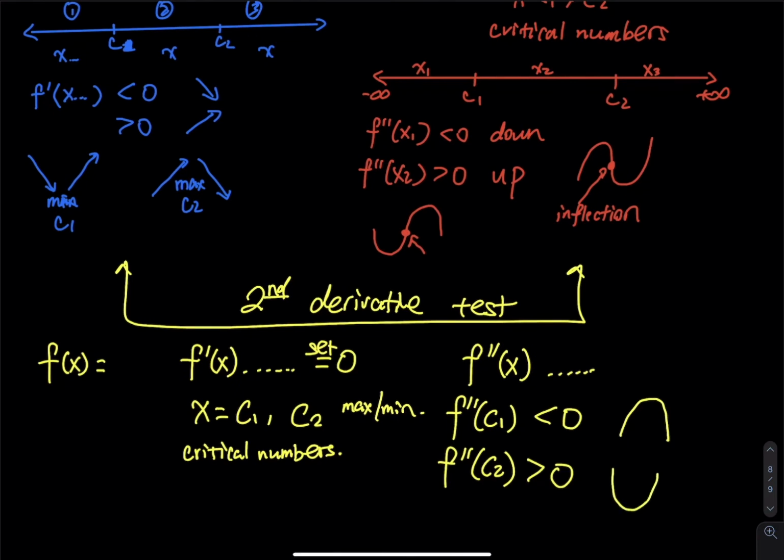Okay? So now, what did we say about the critical numbers from the first derivative? It's either a max or a min, right? So now, you have a concave down. Look at the f double prime.